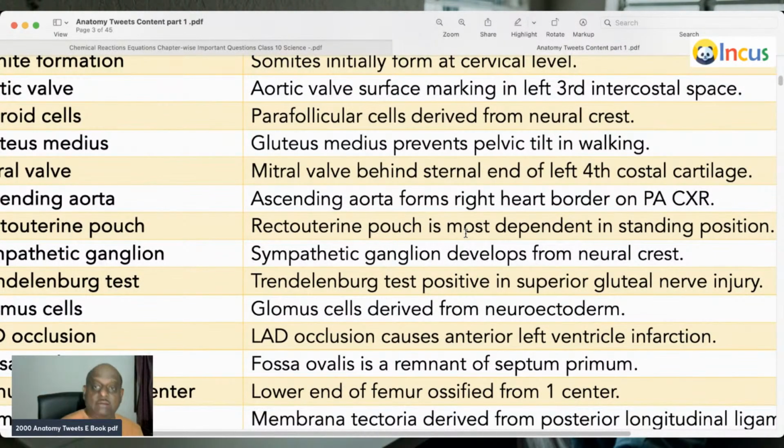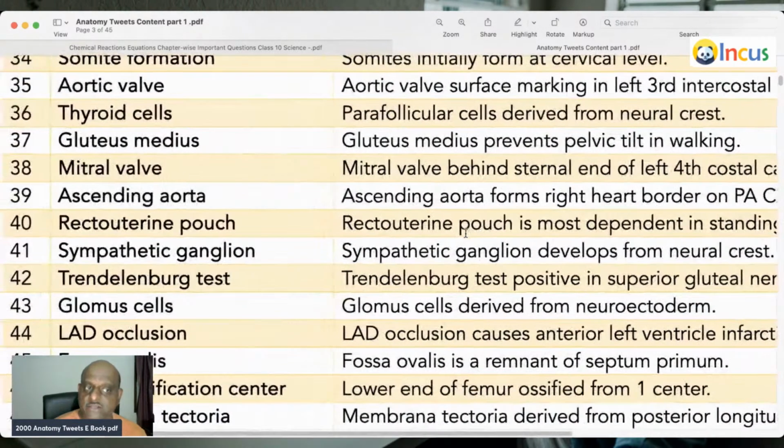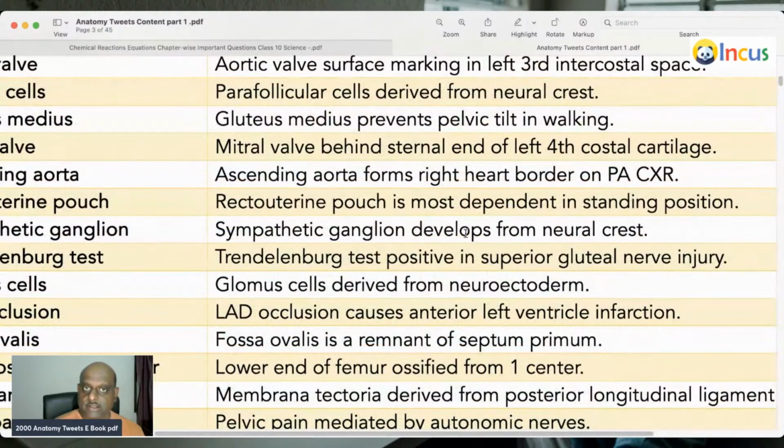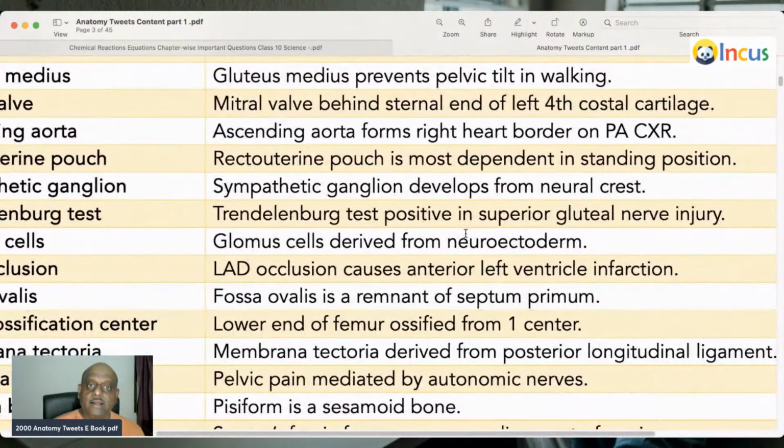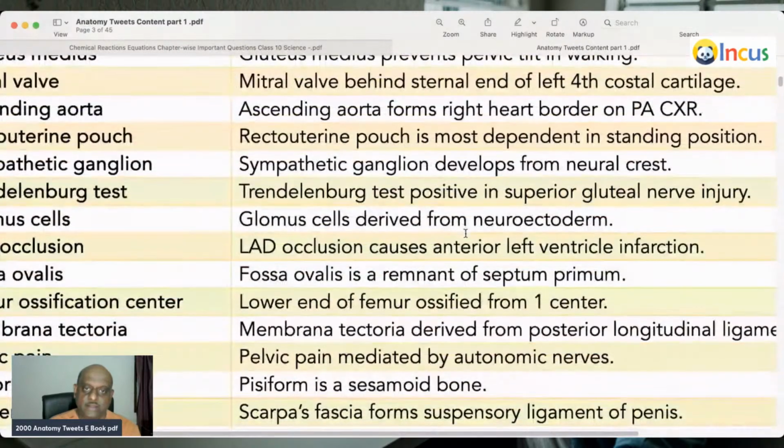So where is the mitral valve? The mitral valve surface marking is behind the sternal end of the left fourth costal cartilage. It is the ascending aorta which forms the right heart border on the PA view on chest X-ray. It is the recto-uterine pouch between the rectum and uterus, the Douglas pouch. The recto-uterine pouch is most dependent in the standing position.